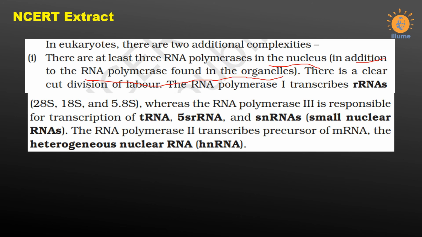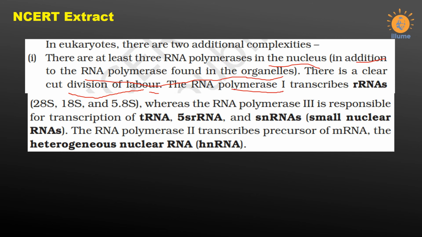In the organelles, by this line, they mean that even RNA polymerases are present in mitochondria and chloroplast, which are organelles. And other than those RNA polymerases, there are three more RNA polymerases in the nucleus, and there is a clear-cut division of labor. Now we will be seeing which RNA polymerase does what type of job.